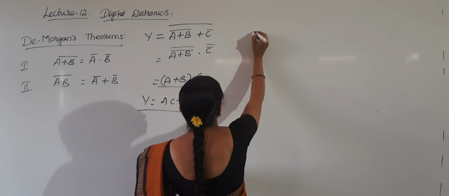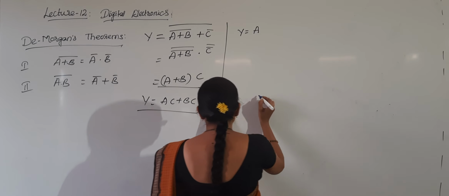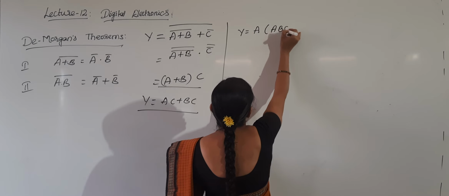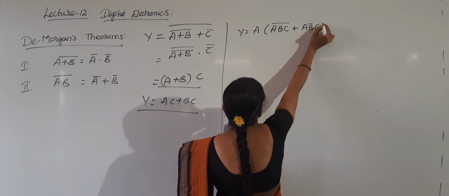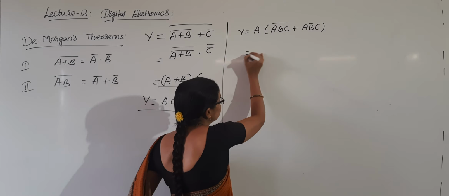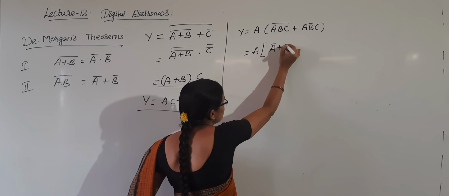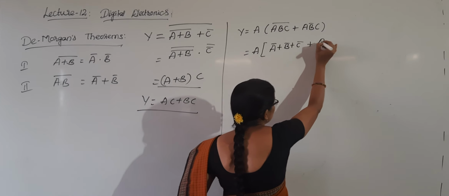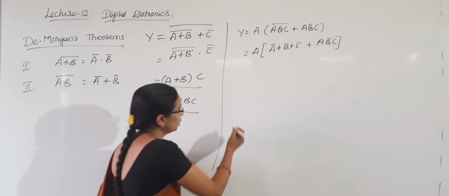Next one, Y is equal to A into (ABC) whole bar plus AB bar C. Here I split this: A bar plus B bar plus C bar plus AB bar C. Okay.